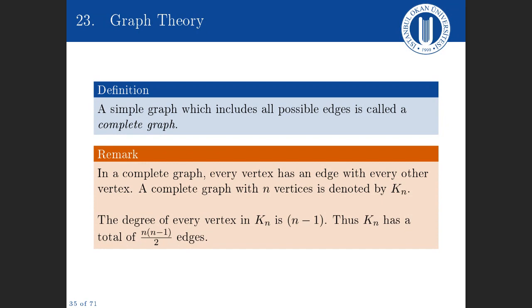A complete graph which has n vertices is denoted by Kn. And I'm going to show you pictures of the first few complete graphs in a moment. The degree of every vertex in Kn is n minus 1 because there's n vertices, so each vertex is connected to the other n minus 1 vertices. And that means that Kn has n multiplied by n minus 1 divided by 2 edges. Add all of the degrees together and divide it by 2, we get the number of edges.